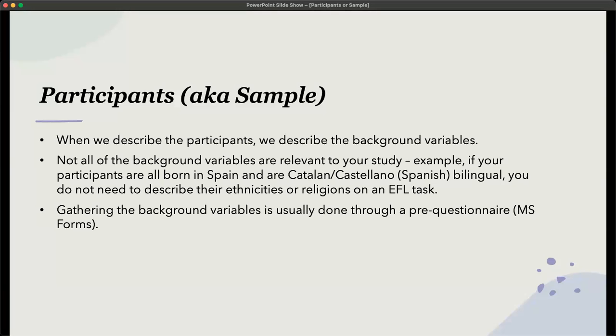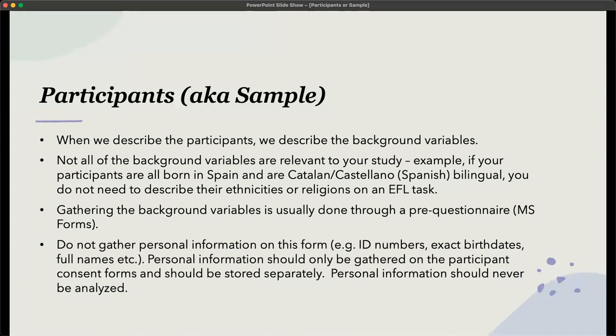Gathering the background variables is done typically through the pre-questionnaire, and for our class, we're going to be using Microsoft Forms. Do not gather personal data on this form. So you're not going to collect ID numbers, exact birth dates, full names, any of that personal data. The personal information should only be gathered on the participant consent forms, and that data needs to be stored separately from the study data. Personal information should never be analyzed.